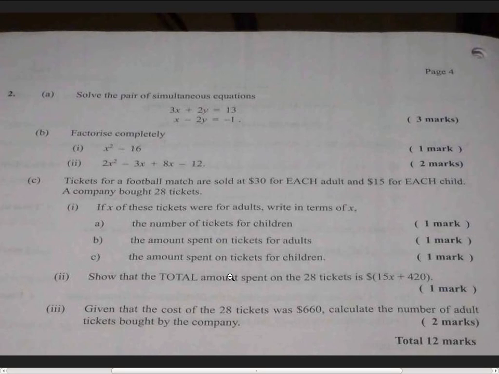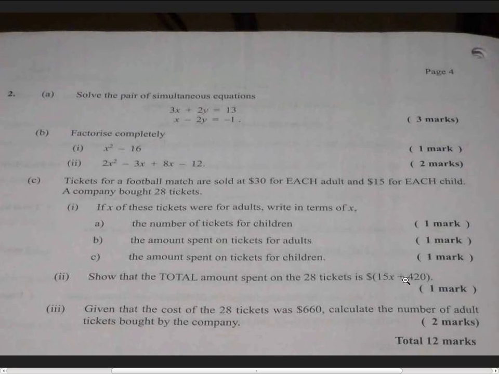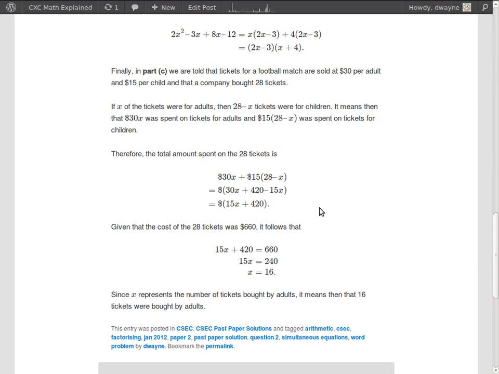And now we want to show that the total amount spent on the 28 tickets is this. Well, how do you calculate total amount spent? You calculate how much was spent for adults and how much was spent for children. You add it up and you get the total amount spent on the 28 tickets. So this is the amount spent on adults, this is the amount spent on the children, and when we multiply out and then simplify, we get the amount spent on the 28 tickets, and it is the value that they said we should get, which is 15x plus 420.